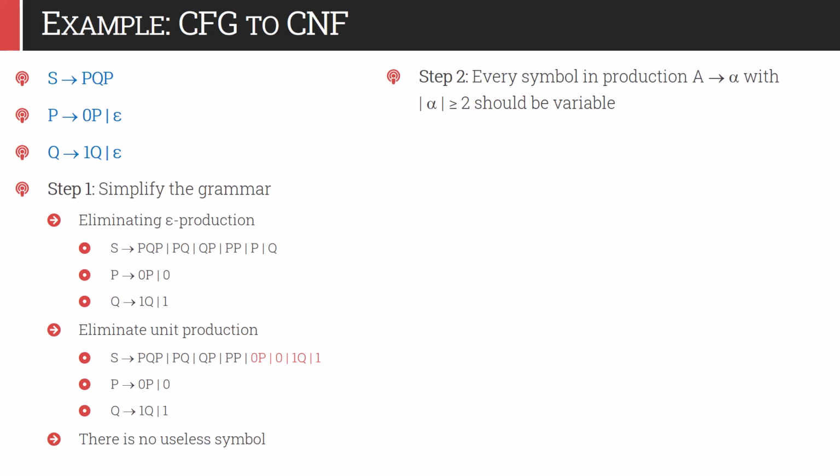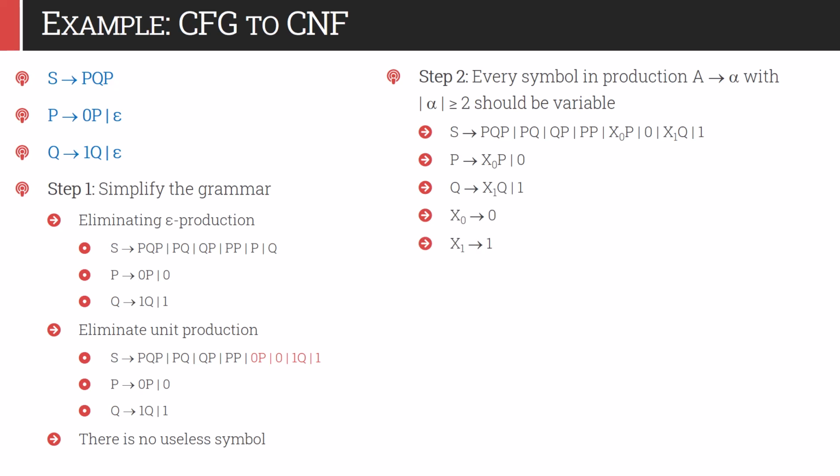Then S gives 1Q. So 1 is a terminal that we need to convert into a non-terminal. So we can write the production S like this, where we have assumed that X0 represents 0 and X1 represents 1. So X0 and X1 are not two symbols, but just one symbol. Mind it. Next production, P gives 0P. So again 0 is a terminal, so we have to replace it by X0. And Q gives 1Q, so we will replace that 1 by X1. We have assumed X0 to be 0 and X1 to be 1. So this is the grammar after step 2.